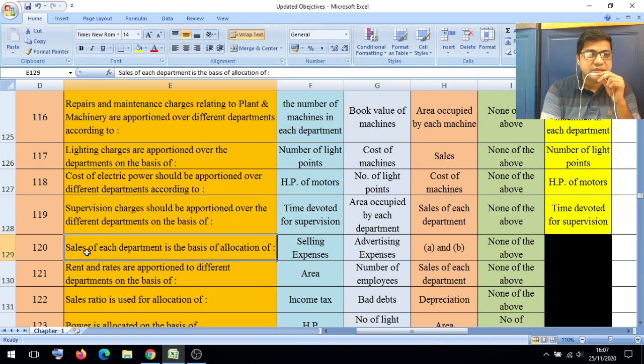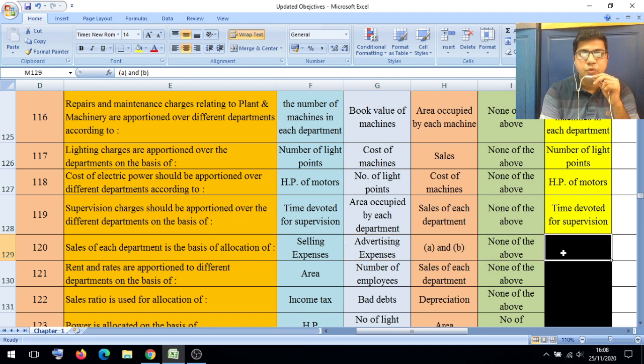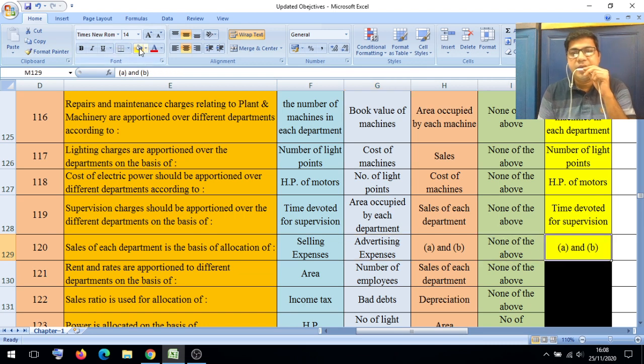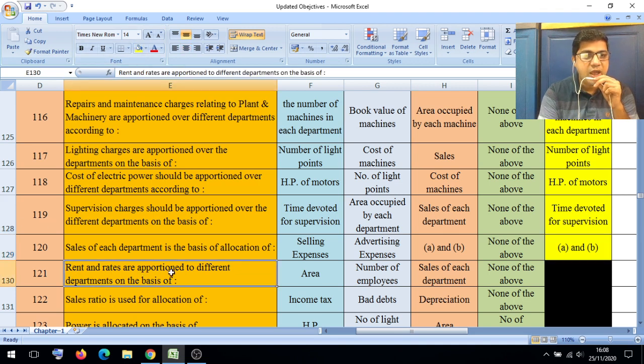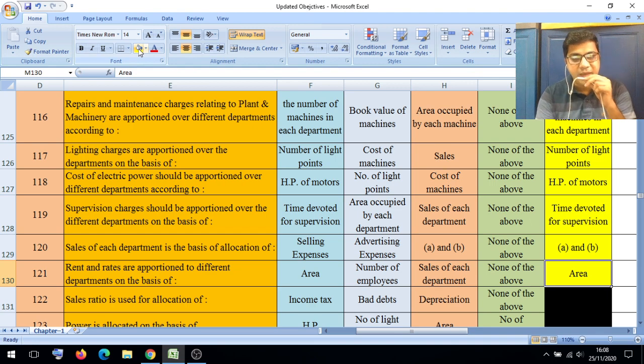Next, sale of each department is the basis of allocation of selling expenses, advertisement expenses, A or B option, or none of the above. The answer is A and B. It may be allocated on the basis of selling expenses or advertising expenses. Rent and rates are apportioned to different departments on the basis of area, number of employees, sale of each department, none of the above. The answer is area.